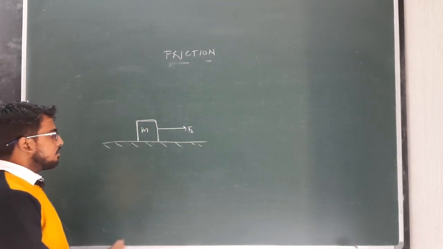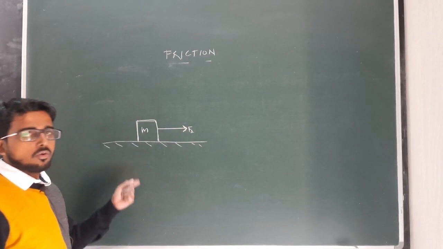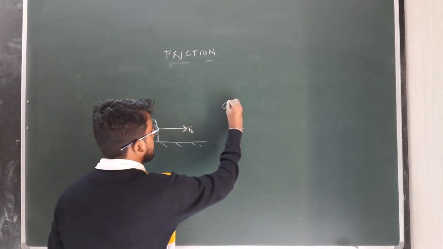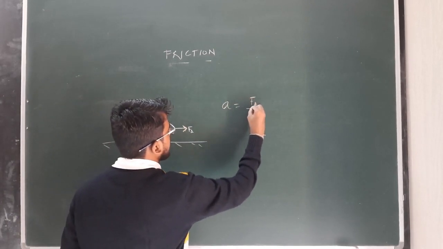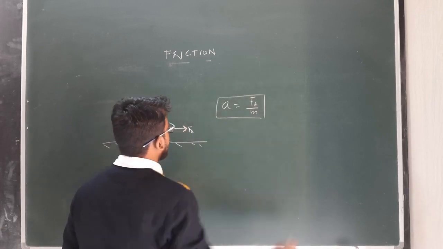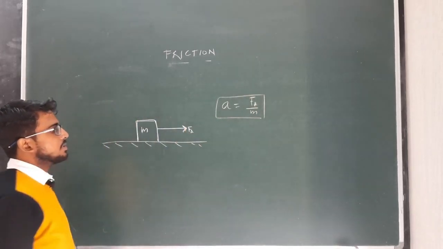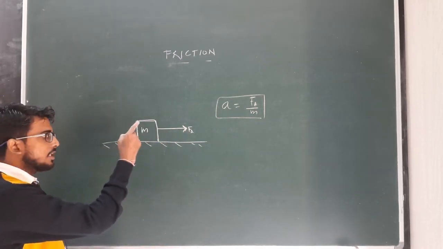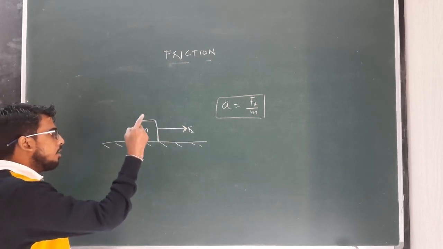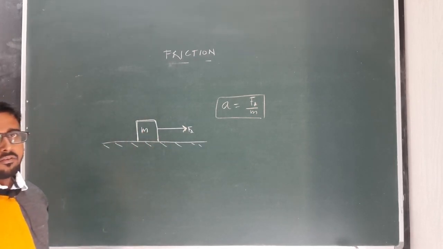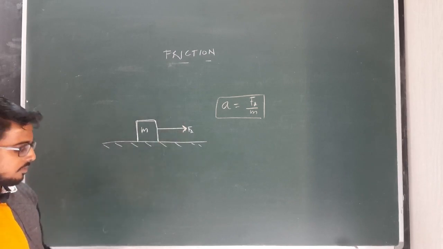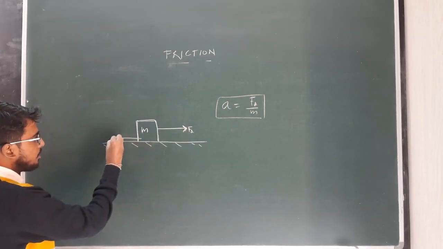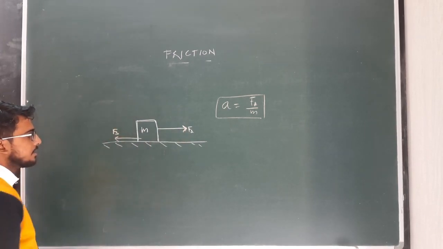So if I am applying an applied force Fa, and this block has certain mass m, we already know according to Newton's second law, the acceleration of the block can be written as the applied force divided by mass of the block. Clear? But it is observed that even after the application of this force Fa, there is no motion of this block. That means there is a frictional force acting on this block by the ground to oppose the effect of this external force. The force which acts to oppose the external force will be along this direction, and that is known as F static.